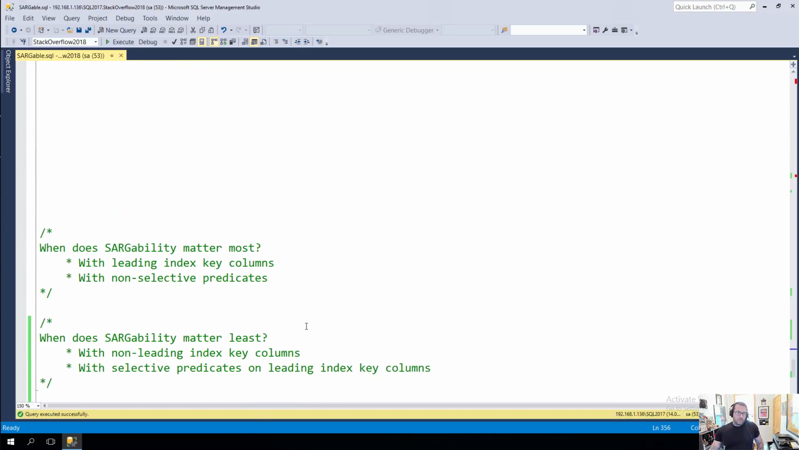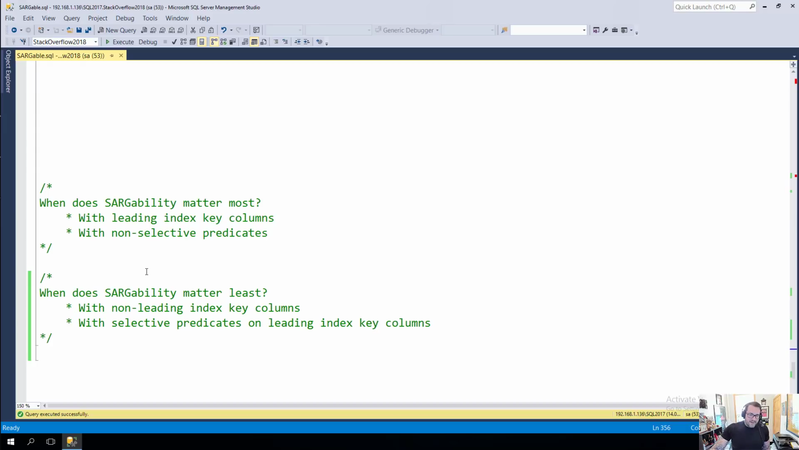So what did we learn? Sargability matters most when you're dealing with leading index key columns. When we had the index on user ID and we had the SARGable versus non-SARGable predicates on user ID, the SARGable predicates really did make a difference when we had selective predicates. Sargability doesn't matter much if you're not dealing with the leading key column of an index, where you'd have to scan it anyway, and when you have really selective predicates on leading index key columns.